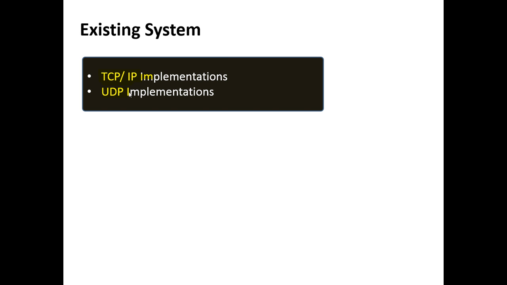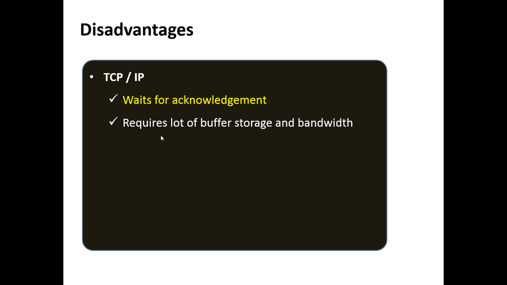So that's how the UDP implementation will be working. Okay, so the disadvantages of these couple of protocols will be like this. In TCP/IP, as I told you, it will wait for acknowledgement. It will wait till the receiver sends an acknowledgement saying that I received the frame. If it doesn't receive the acknowledgement, it will resend the frame. So it requires a lot of buffer and also bandwidth.